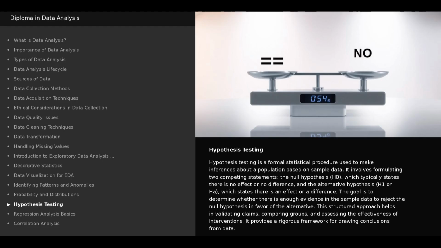The goal is to determine whether there is enough evidence in the sample data to reject the null hypothesis in favor of the alternative. This structured approach helps in validating claims, comparing groups, and assessing the effectiveness of interventions. It provides a rigorous framework for drawing conclusions from data.